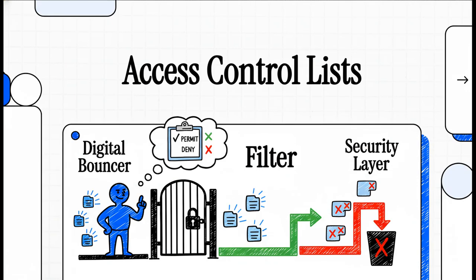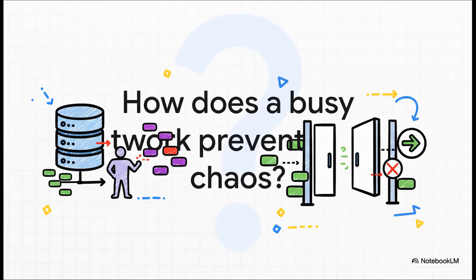All right, let's talk about one of the unsung heroes of network security, the Access Control List, or ACL for short. Honestly, the best way to think about it, it's like your network's very own super strict digital bouncer. So, picture this, a network with zero rules, a total digital free-for-all. Every single piece of data is just zipping around everywhere, all at the same time. It'd be complete and utter chaos, right?